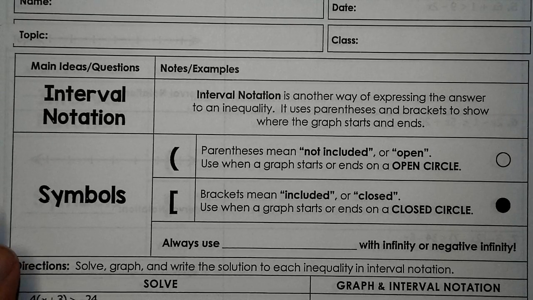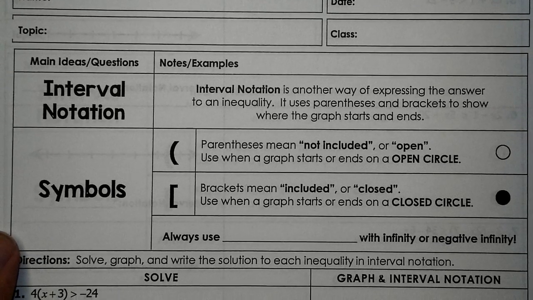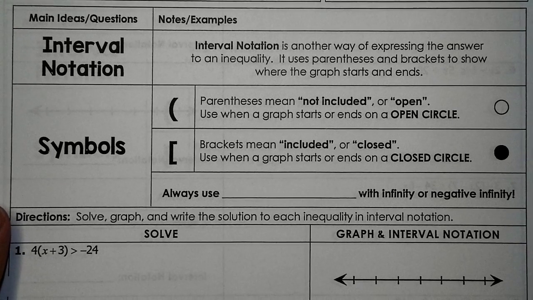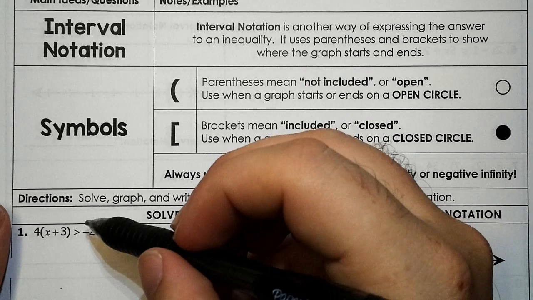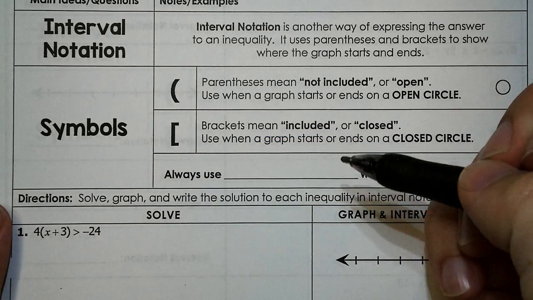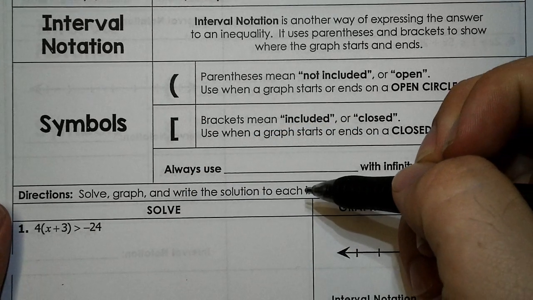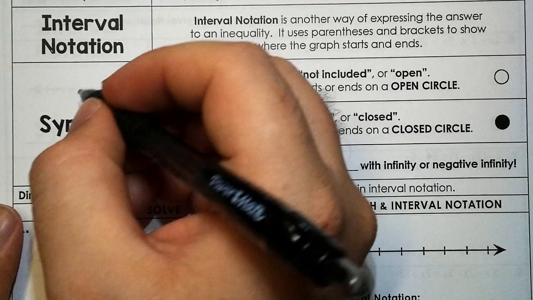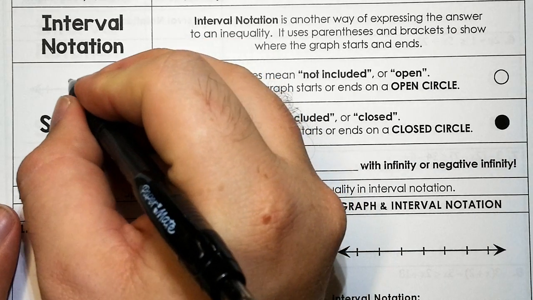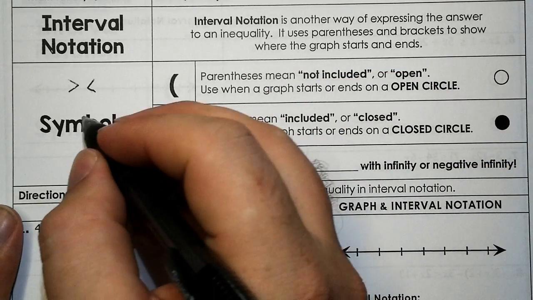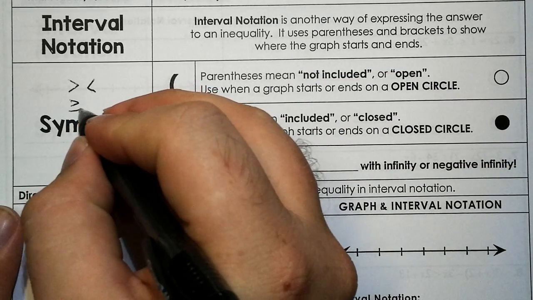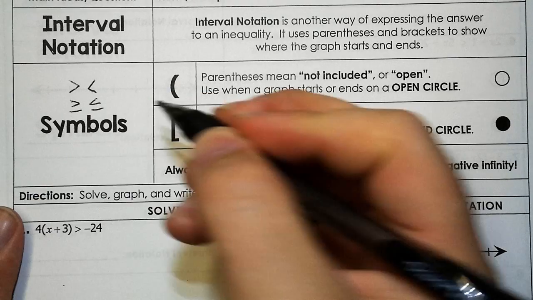Alright guys, today we're going to go over some notes that talk about inequalities. An inequality will be anything that uses a greater than, less than, or less than or equal to, greater than or equal to. So the symbols we need to know are the greater than, the less than, the greater than or equal to, and the less than or equal to.